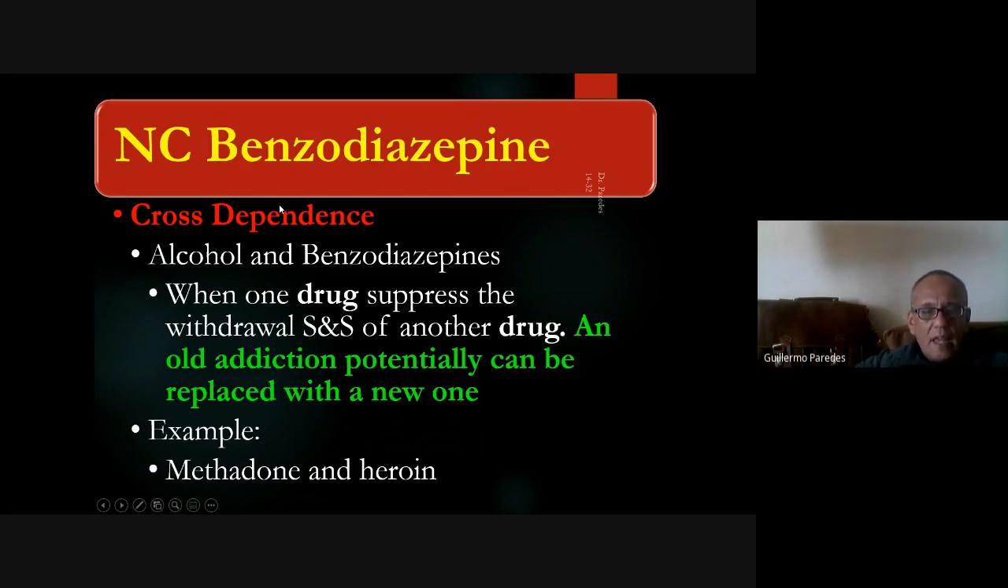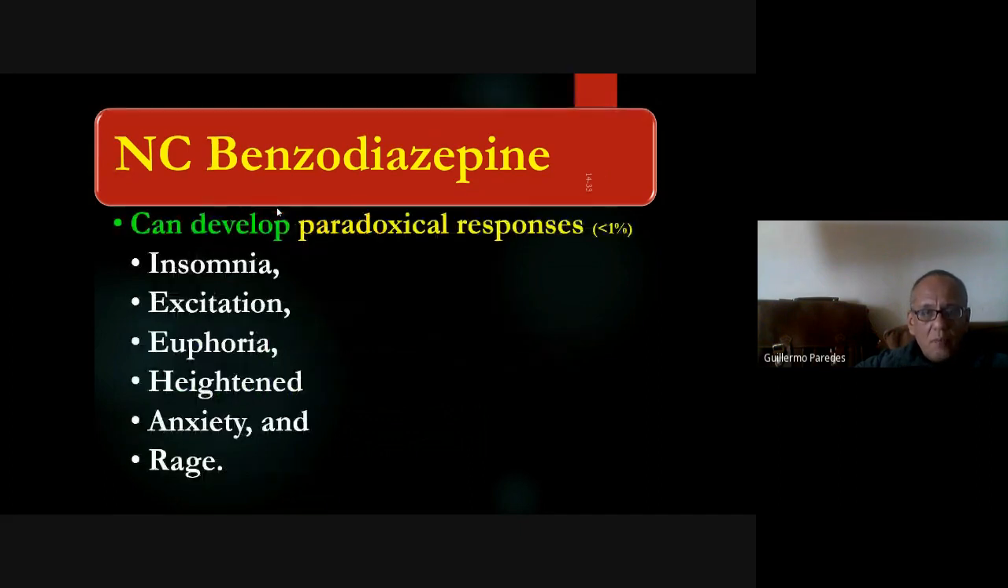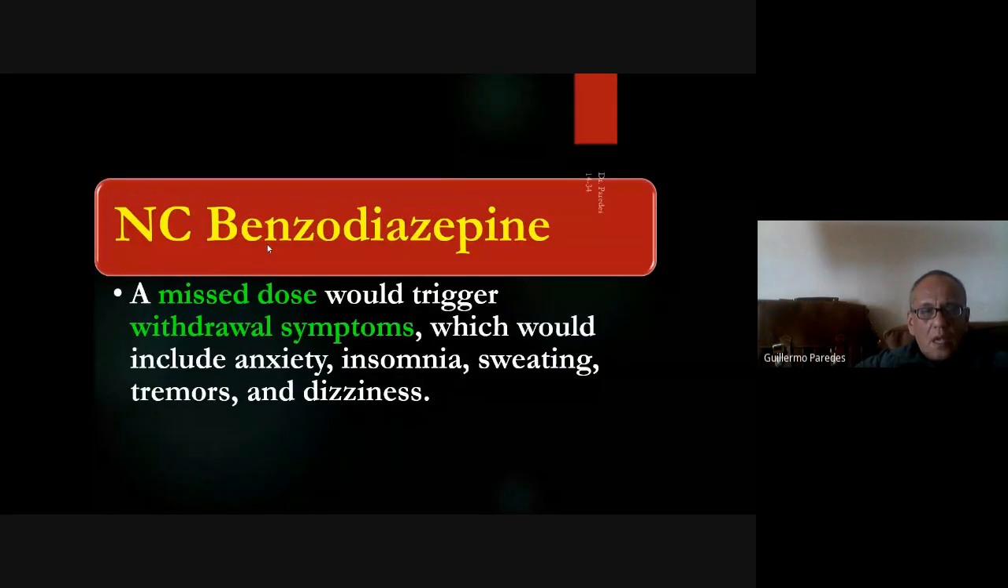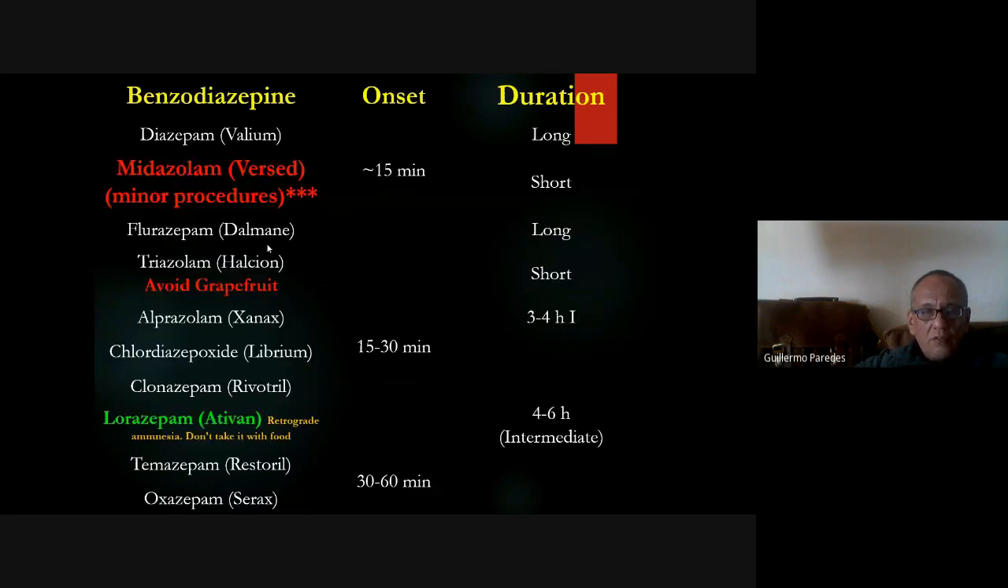Okay, the benzodiazepines are going to need to be tapered off in no more than 4 weeks. Remember that. They can develop paradoxical responses. Instead, you take the benzodiazepine and, rather than nothing happening, you are even more awake. That happens in less than 1%, mostly in elderly patients. All right, so a missed dose will trigger withdrawal syndrome, which includes anxiety, insomnia, sweating, tremors, and dizziness. So, nursing considerations for tapering off the benzodiazepine.